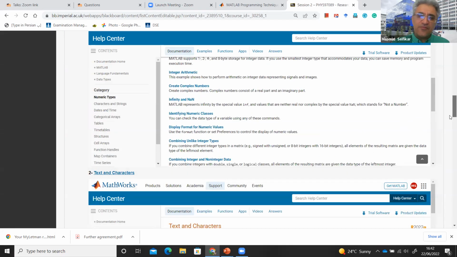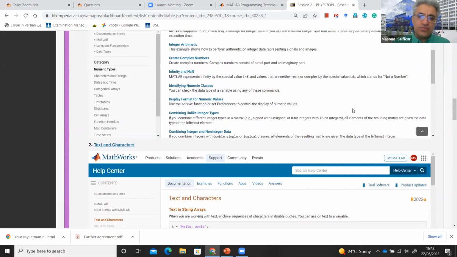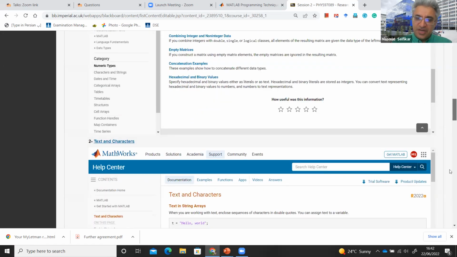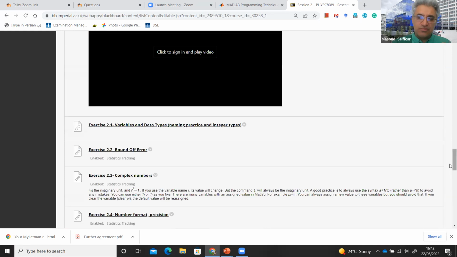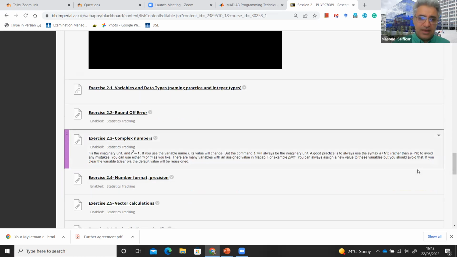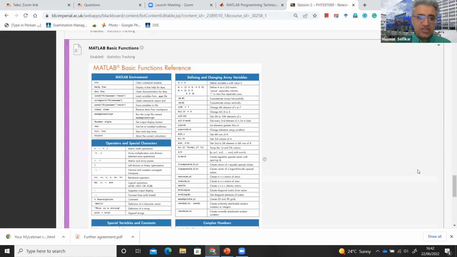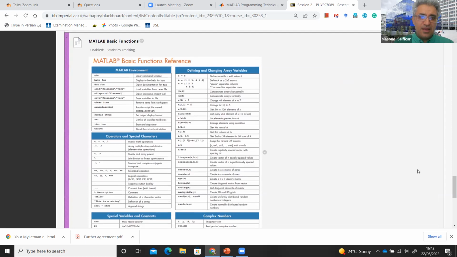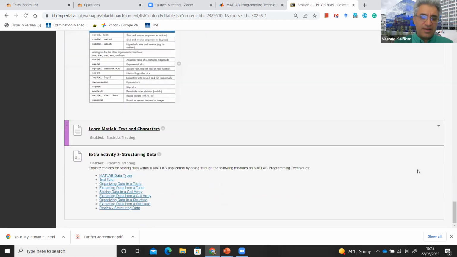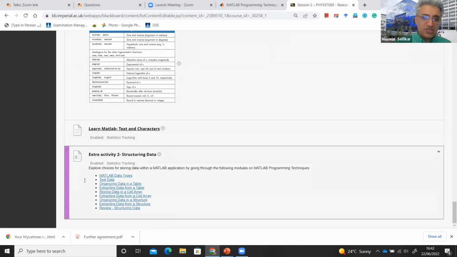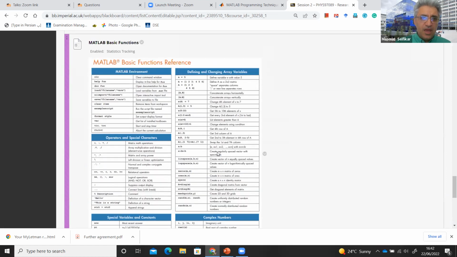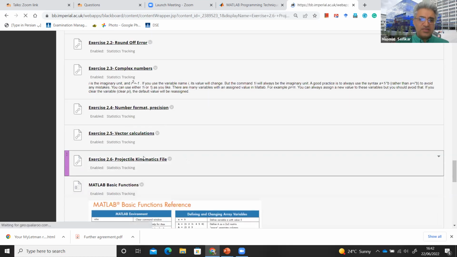So instead of providing a link, I chose to bring everything inside Blackboard. So they don't need to leave Blackboard to pass this course. Everything could be done inside Blackboard. And then some exercises, and then some PDF files and lecture notes, and then some extra activities. Let me show you one of the exercises here.